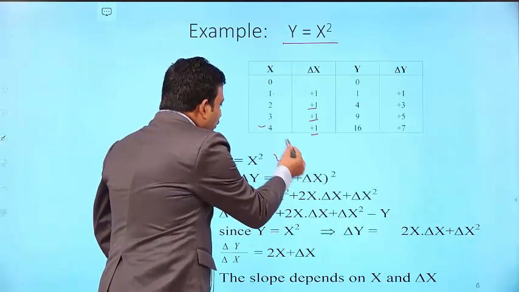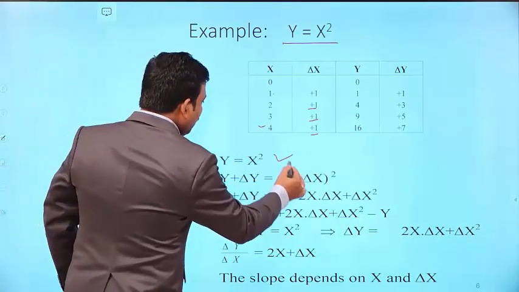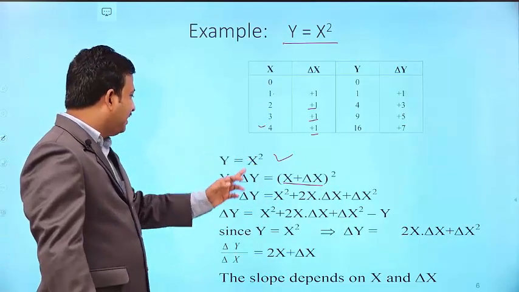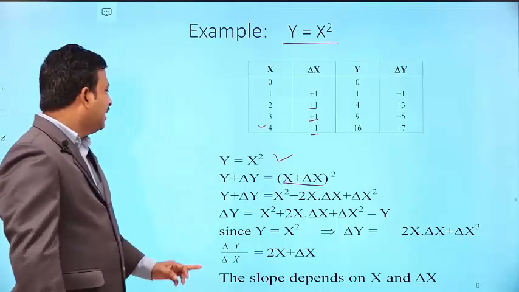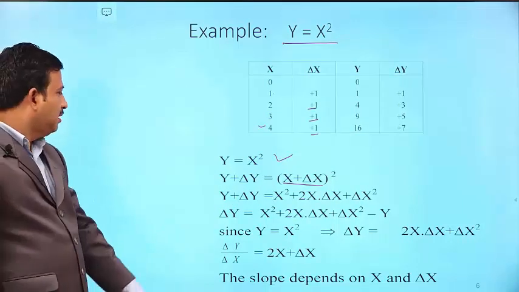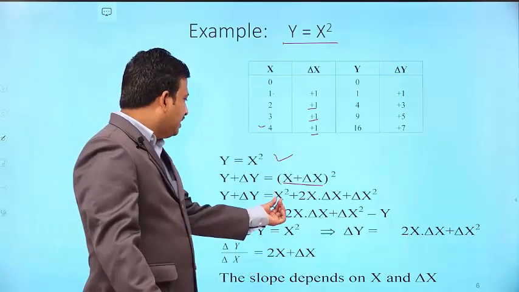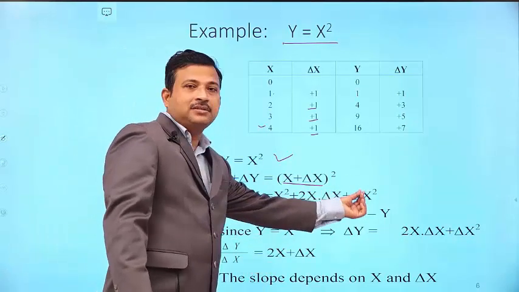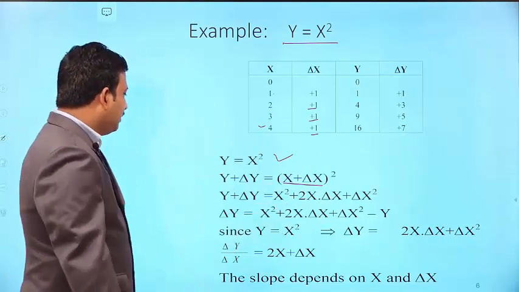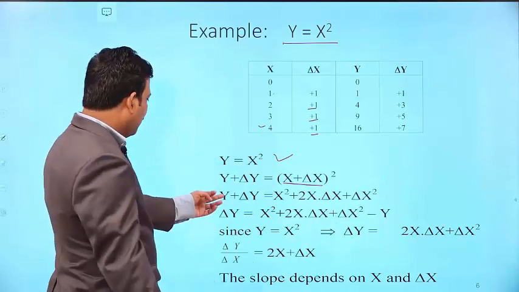So let us take y equal to x square. Then y plus del y equal to what? Y plus del y equal to x plus del x whole square. Just replace it: in terms of x we write x plus del x, and in terms of y we write y plus del y, to see the changes. So y plus del y equal to, now this is a plus b whole square, so a square plus 2a into b plus b square. So now del y is equal to, you take that side, x square plus 2x into del x plus del x square minus y.